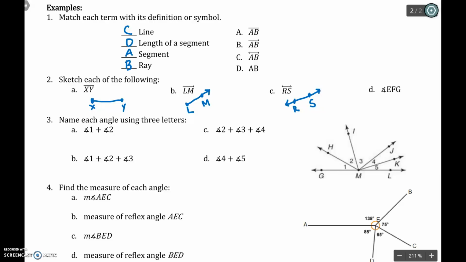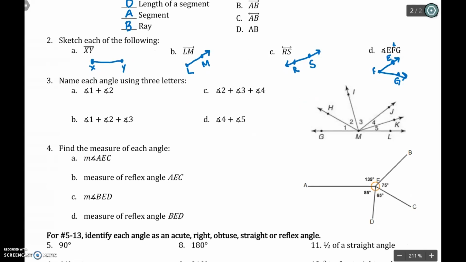And then this symbol is the angle symbol. Remember that when we draw an angle, it's 2 rays that share an endpoint, and that endpoint is called the vertex, and it's always the middle letter. And then the other 2 are each on the rays. So this would be angle EFG.